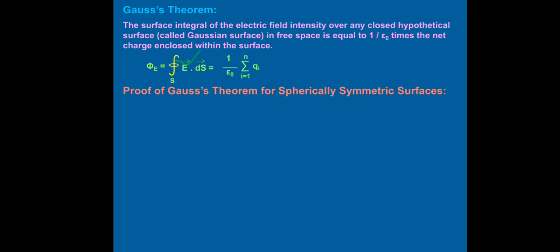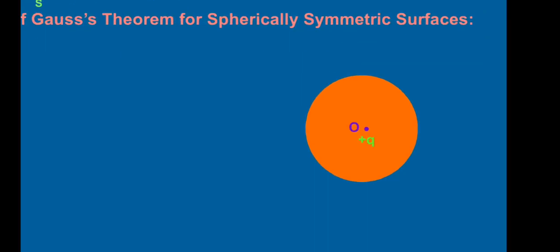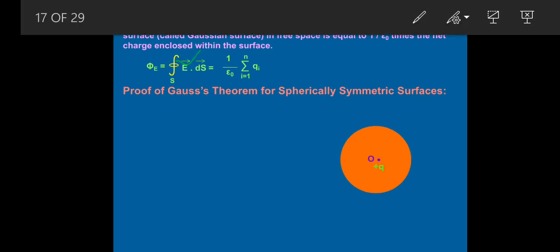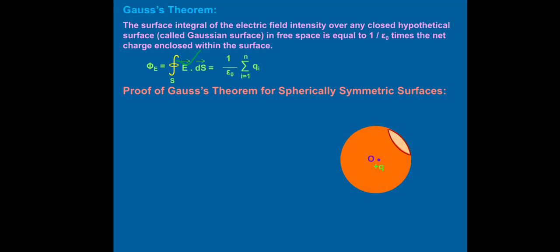Now we can prove this. To find the proof of this Gauss's theorem, consider a spherical shell which encloses a charge plus q at its center. Now take any small area on this spherical shell. The radius of this sphere is small r, then the area vector will be ds.